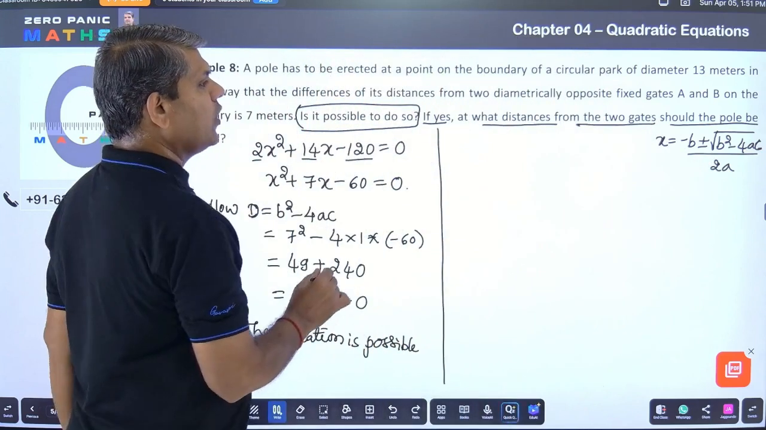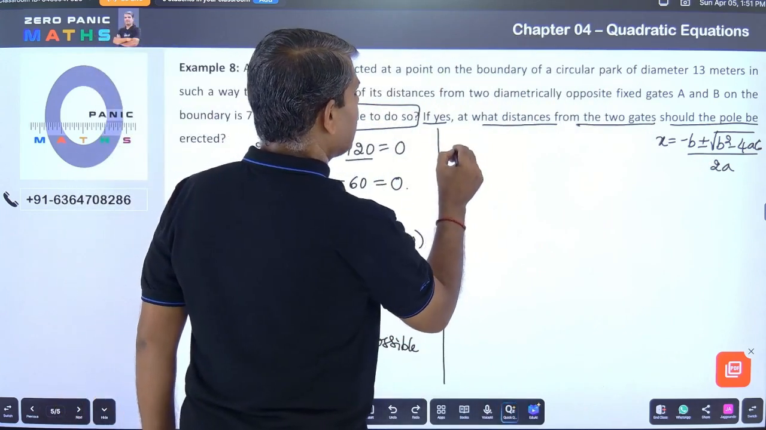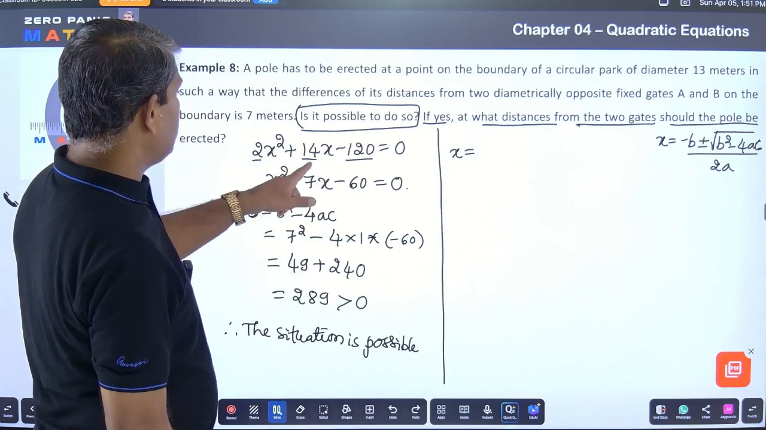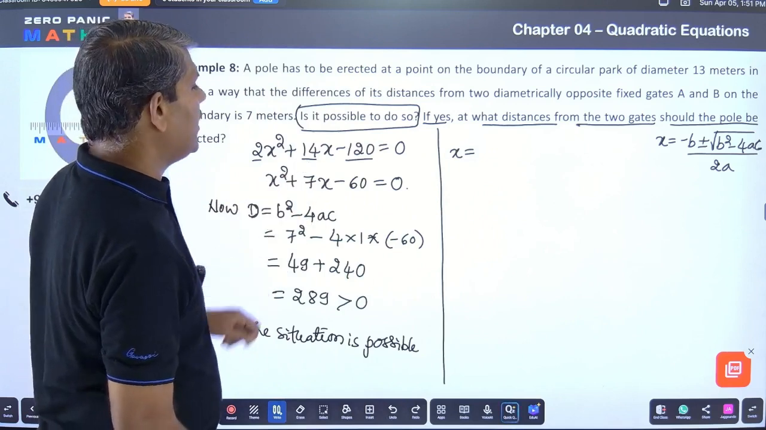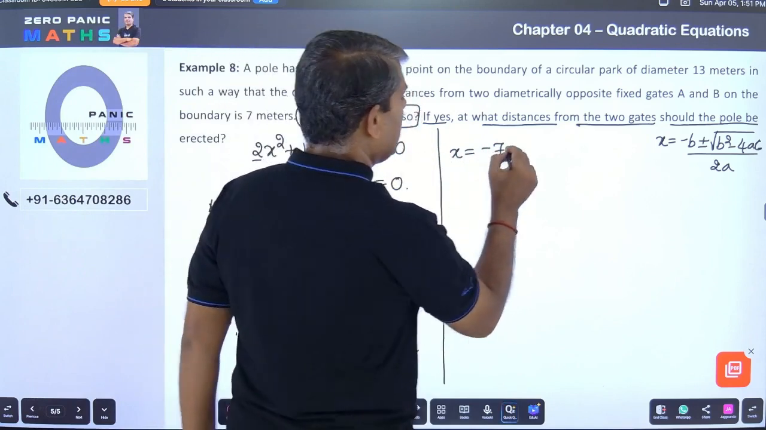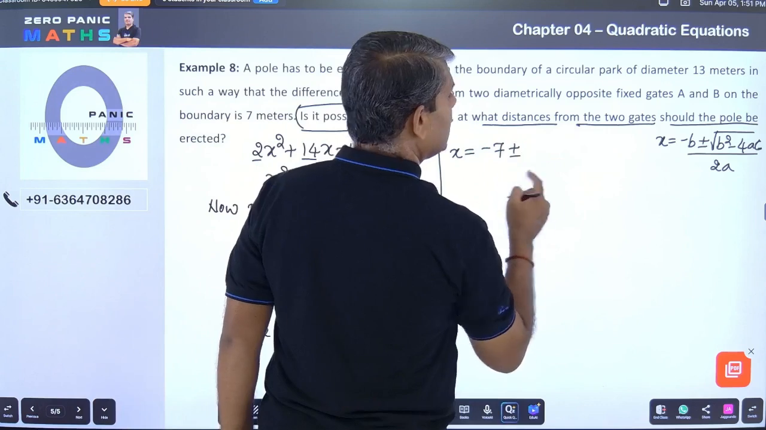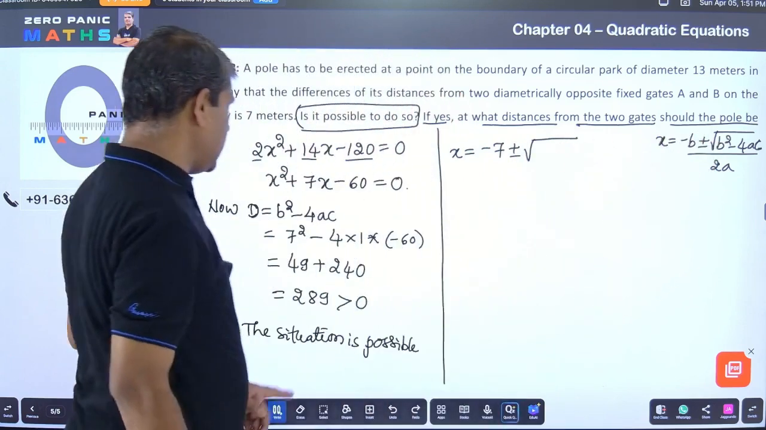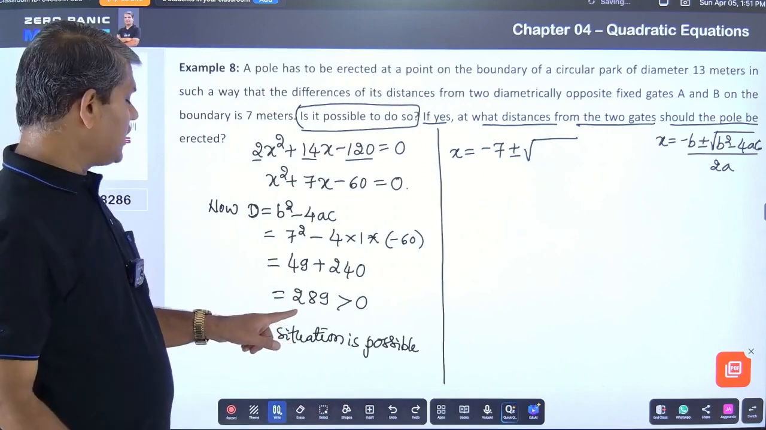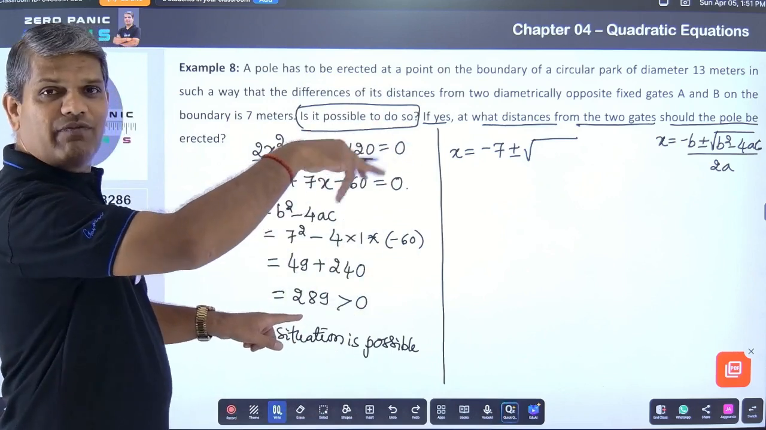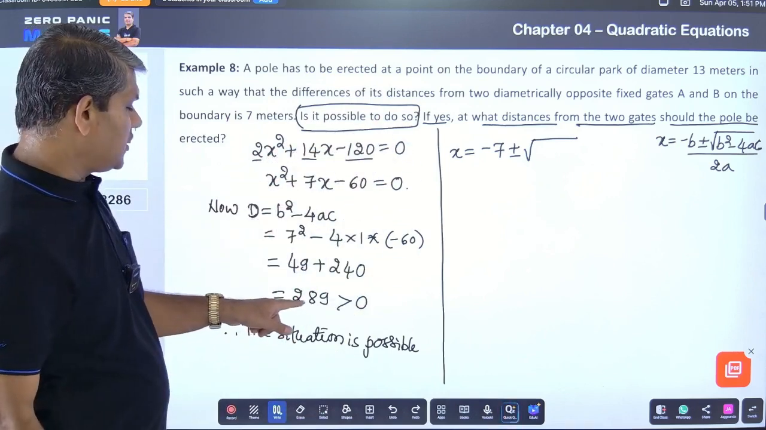Now let us write x is equal to minus b. What is b? b here is 7, so that is minus 7, plus or minus the square root of b square minus 4ac. Don't calculate it again, because we have already found that it is the discriminant, the quantity inside the square root, that is 289.